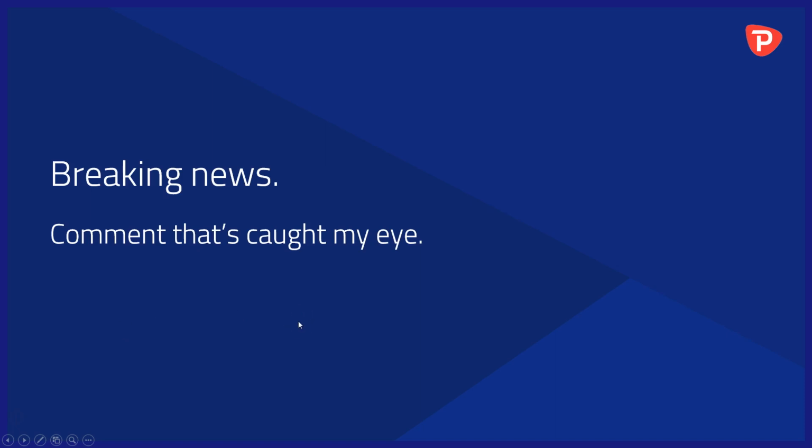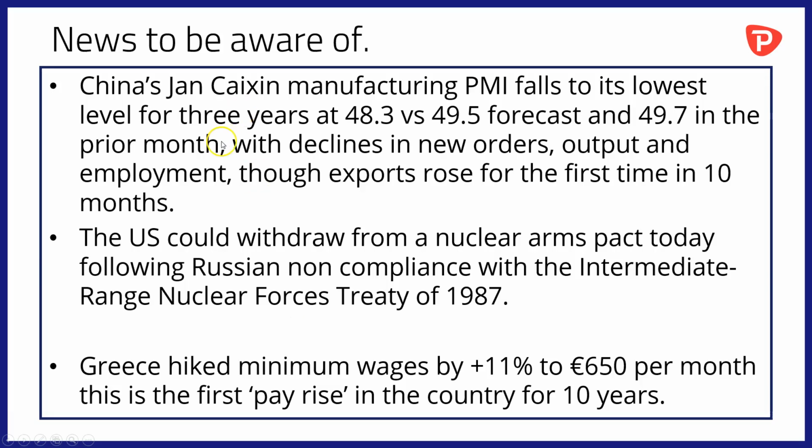Okay then, breaking news and comment that's caught my eye overnight. First of all, China's January Caixin manufacturing PMI has fallen to its lowest level for 3 years at 48.3, compared to a forecast of 49.5 and a prior read of 49.7. There were declines in new orders, outputs and employment, although interestingly the export component of the data rose for the first time in 10 months. So there's some encouragement, but it's that sharp drop and the level of deviation between these two numbers that spooked the market, and hence some of that profit taking, I think, in currencies like the Australian dollar versus the US dollar.